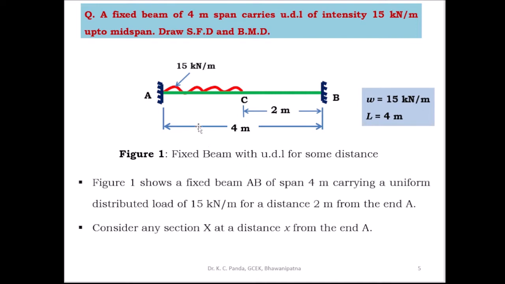First you have to take the simply supported condition, then draw the free bending moment diagram, then find the bending moment at both ends, then draw the fixed bending moment diagram, and then draw the combined bending moment diagram. Figure 1 shows a fixed beam AB of span 4 meters carrying a uniformly distributed load of 15 kilonewton per meter for a distance of 2 meters from the end A. So consider any section X at a distance x from the end A.